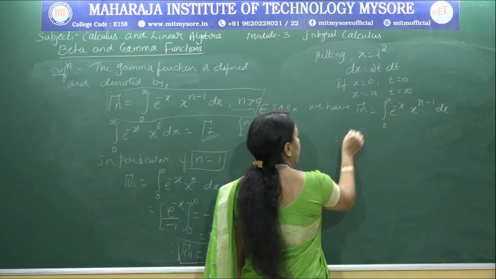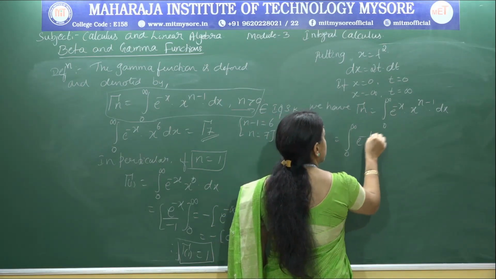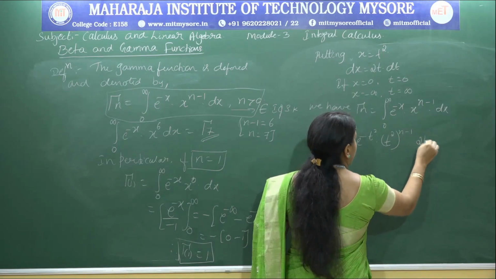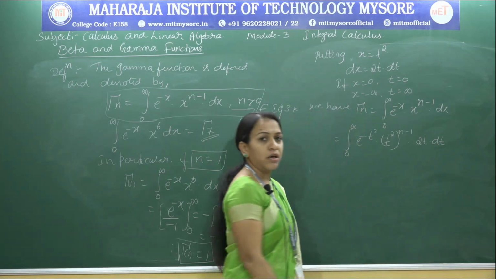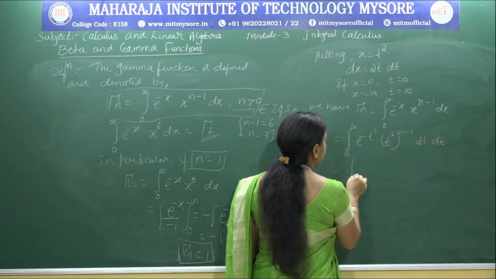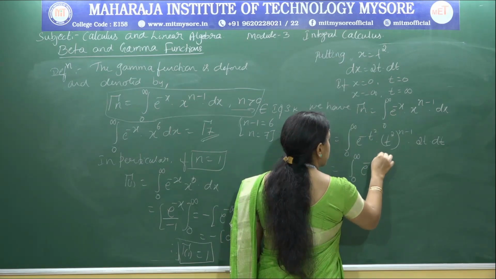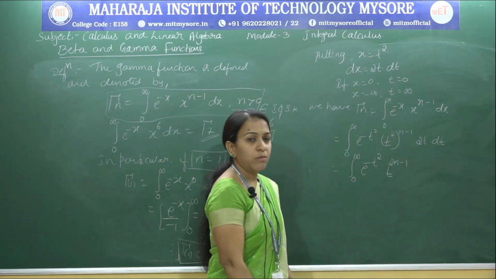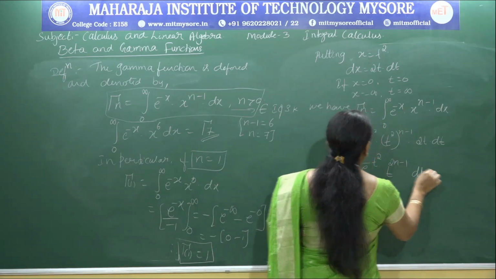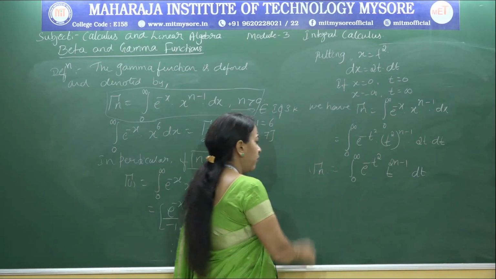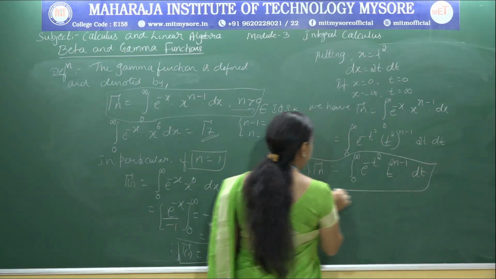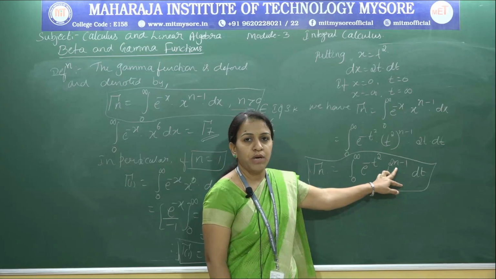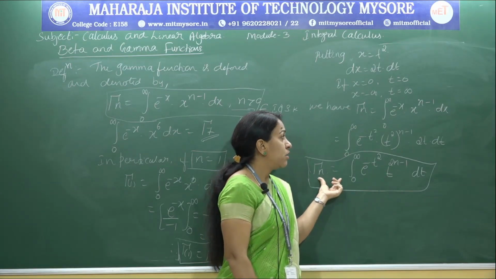That can be rewritten as integral 0 to infinity e power minus t square into t square to the power of n minus 1, and dx can be replaced by 2t dt. If I simplify, we have integral 0 to infinity e power minus t square t to the power of 2n minus 2 plus 1, we remain with 2n minus 1, into dt. So, this is another way of defining the gamma function. So, whenever we have the integral of e power minus t square t to the power of 2n minus 1 dt, that can be replaced.